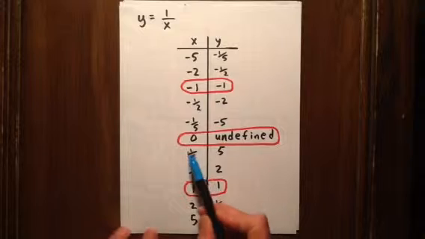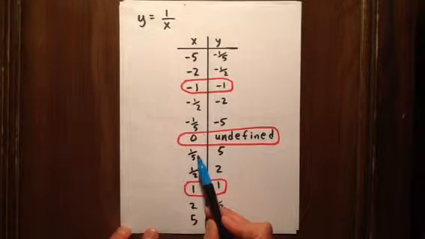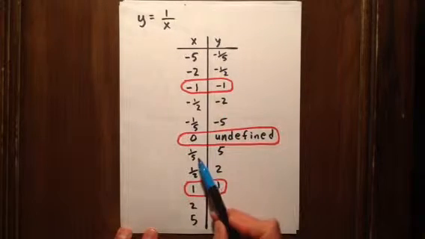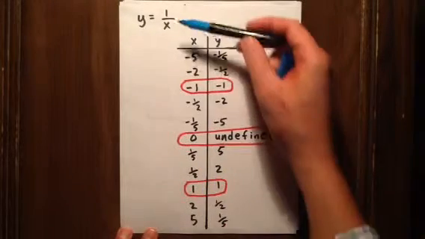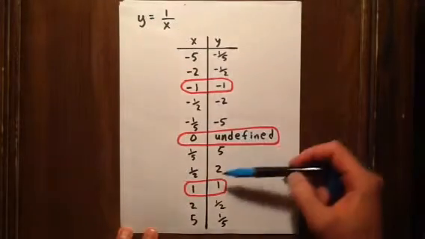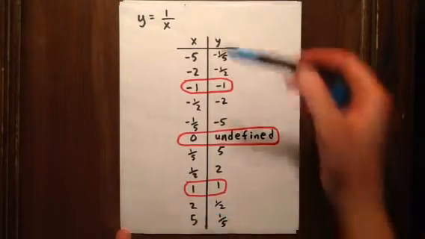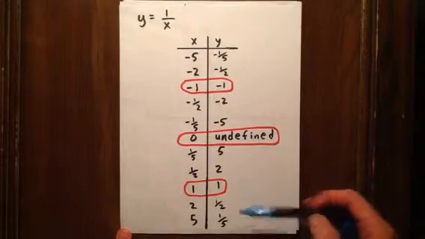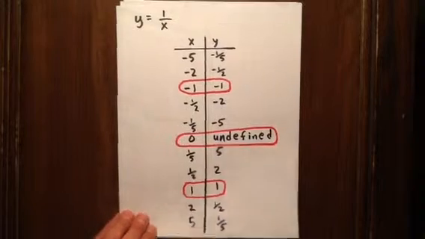Now, like we said, when we have an x value of 0, our y would be undefined. But then we would continue the pattern established with the negatives when we say that if x is a fifth, y would be 5. If x is a half, 1 over a half, y would be 2. If x is 1, y would be 1. If x is 2, y would be 1 over 2, which is a half. And if x is 5, y would be 1 over 5.